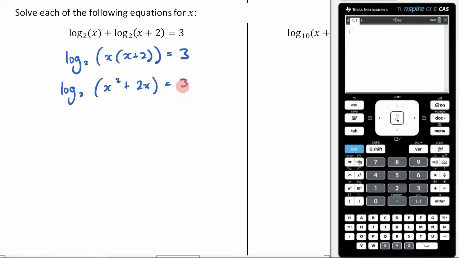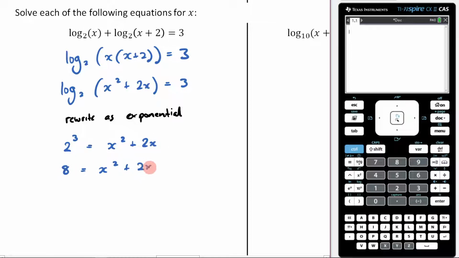The next thing that we would do here is we would realize that I've kind of hit a dead end here. So what I'm going to have to do is rewrite it as an exponential. So I've got a base of 2 raised to a power of 3 is equal to x squared plus 2x. 8 is equal to x squared plus 2x.